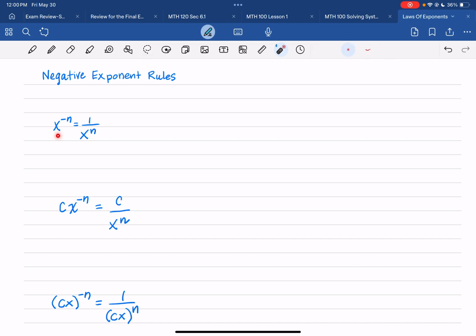If I have a base of x raised to the negative n, that means that this base, because it is currently in a numerator, will go to the denominator so that I can make the exponent positive. So x to the negative n is 1 over x to the positive n.